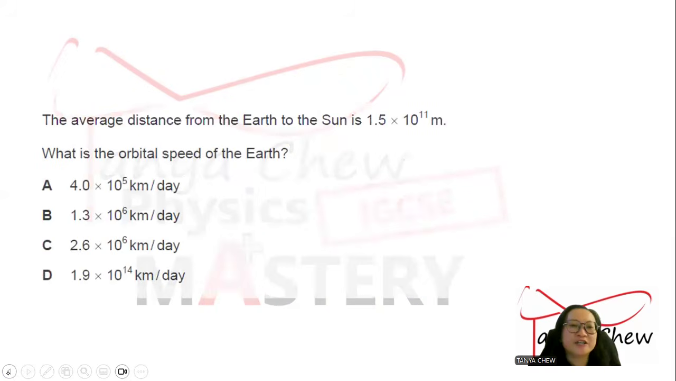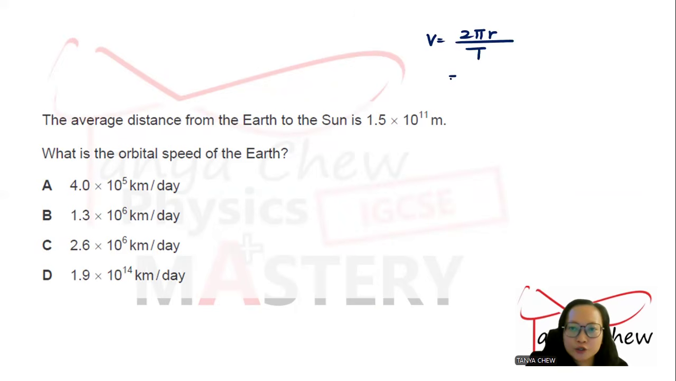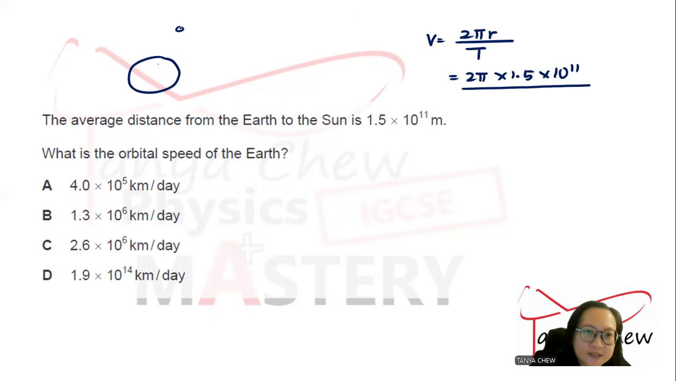The next one, the average distance from the Earth to the Sun is 1.5 times 10 to the power 11 meters. What is the orbital speed of the Earth? Some students say this question lacks information, so we couldn't solve it, but I'm going to solve it for you. So v is equal to 2 pi r over period. 2 pi, the distance is 1.5 times 10 to the power 11. This is the Sun, this is the Earth, right? This is called the distance, center to center, 1.5 times 10 to the power 11 meters.